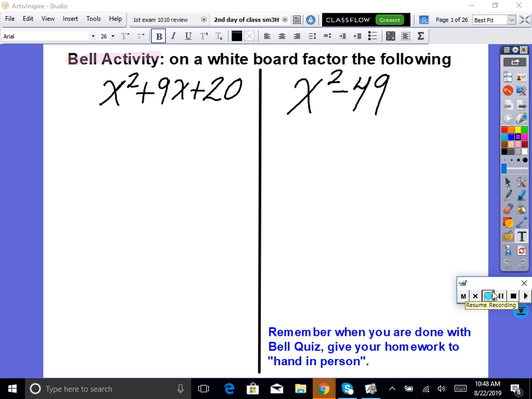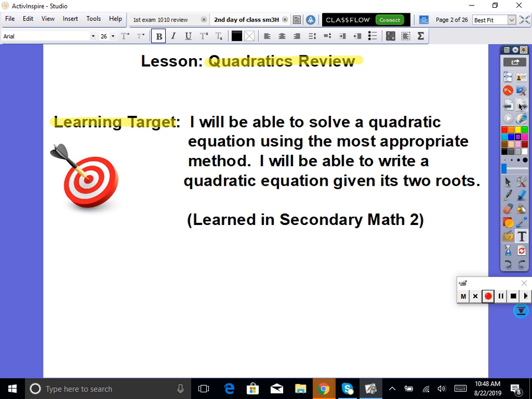So we already know how to factor this. I think we're good with this, actually. Were we good? Do we need to go over any of that? Okay, so what we're doing today is just reviewing more on quadratics. Last time we did factoring, now it's going to be a lot more with the quadratic stuff.